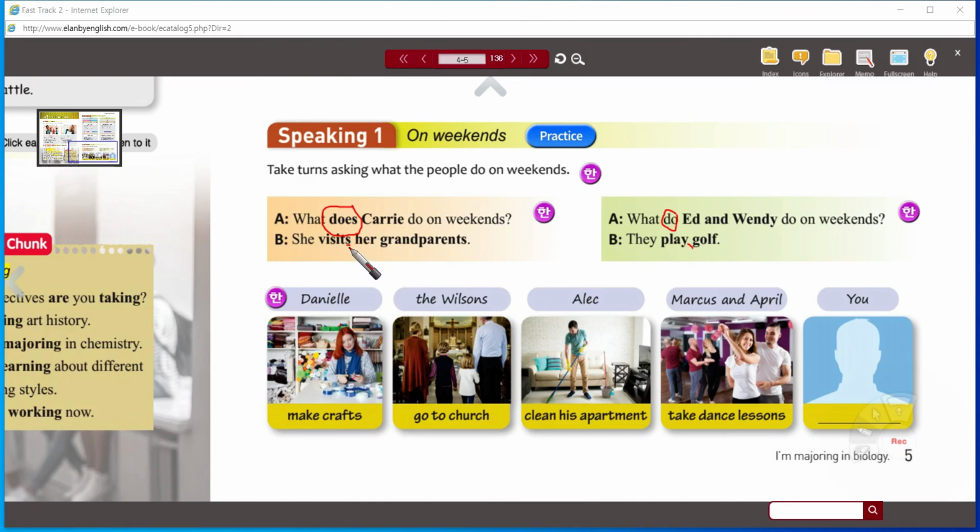So I highlighted before, she makes crafts. And for Alec, he cleans his apartment. So you're given the base verbs here, but you have to change them for the third person. Marcus and April, they take dance lessons. What do the Wilsons do on weekends? They go to church.